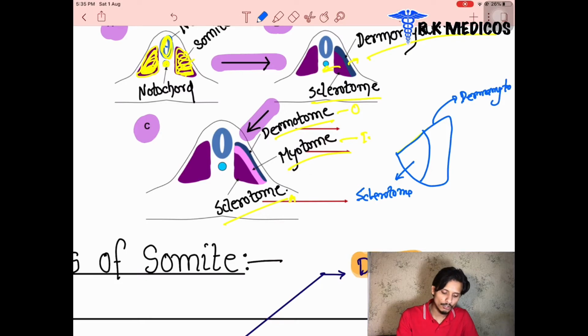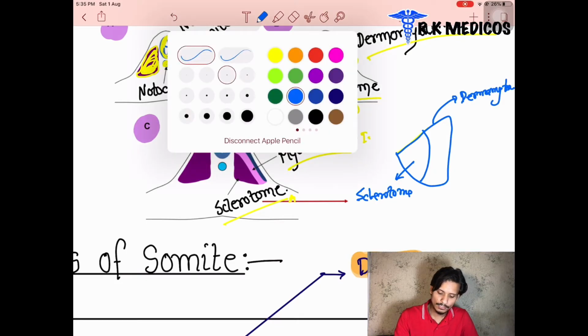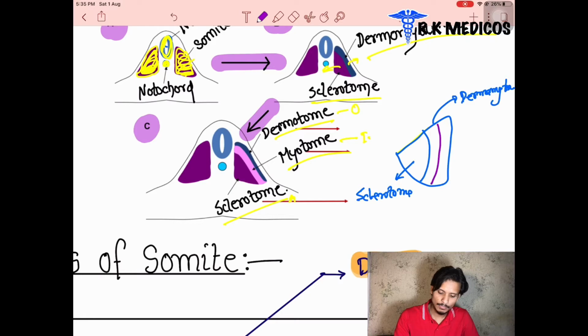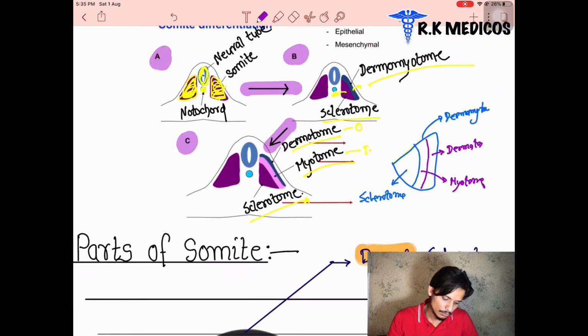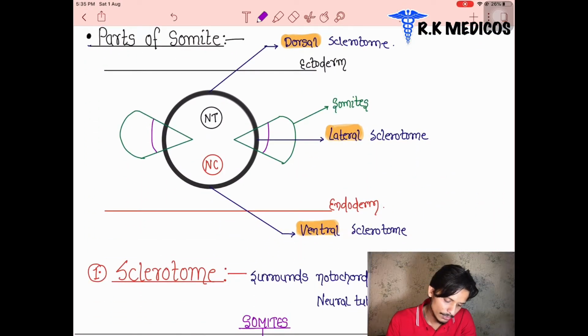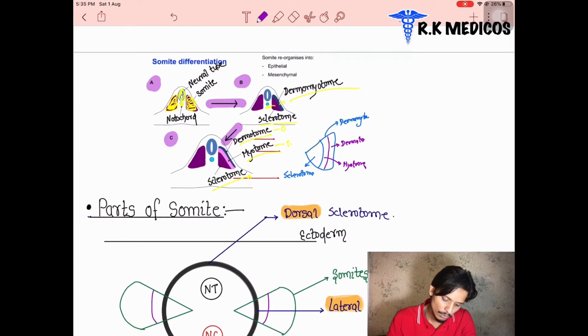This dermamyotome is going to divide further into two parts, the dermatome and the inner one, the myotome. Understand? So the dermatome, myotome. Now we are going to see about these structures. So the parts of somites, you see there are structures. We can look at this.